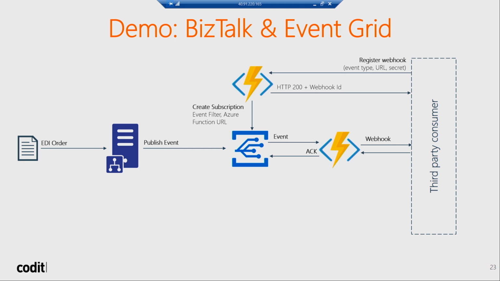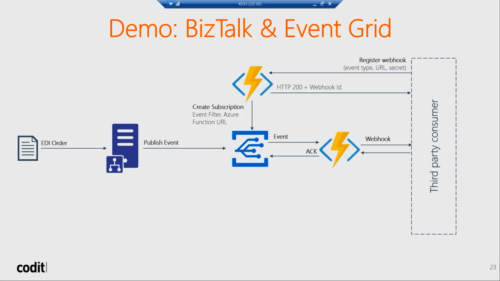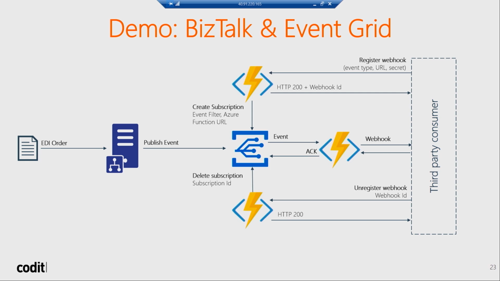So from that moment on, every order that is received gets pushed to Azure Event Grid. And there we can have 0 subscribers or 100 subscribers. We don't need to take care of that. Azure Event Grid is doing everything. And then the third-party consumer can also unregister. So it calls the API to delete the subscription. And then the subscription will be removed via an Azure function. So it will be removed from Azure Event Grid. So let's have a look at the implementation of that.